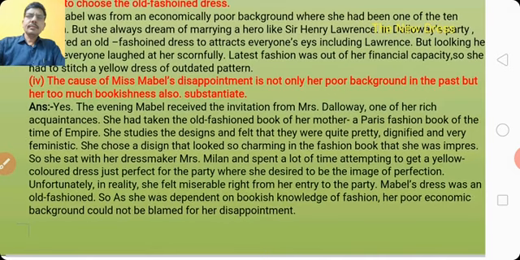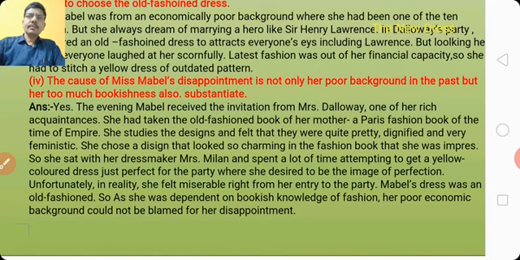She had the design and also thought that they were quite pretty, dignified, very feminine. She chose a design that looked so charming in the fashion book and she was impressed. So she sat with her dressmaker, Miss Milan, and spent a lot of time attempting to get the yellow dress ready just for the party where she desired to be the image of perfection. Unfortunately, in reality, she felt miserable right from her entry to the party.